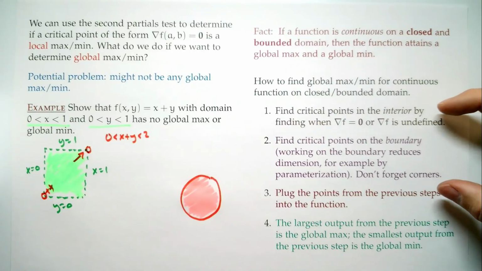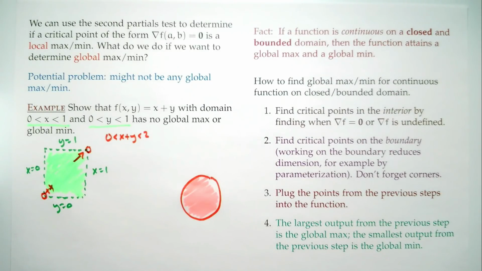Okay, so these two steps, step 1 and 2, that's our make a list phase. Step 3, now we say our global max and our global min are on the list that we've created. I just have to figure out which one. So we're going to plug all the points that we found in, and we're going to see what the result is. All right, and the final step is we just say, okay, what was the biggest number? Whatever the biggest number is, that's the max. What's the smallest number? Well, whatever the smallest number is, that's the min. And we're done. Finished. All right.